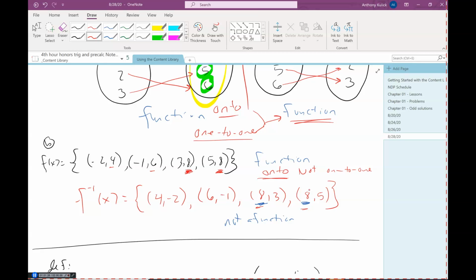Is that okay? What would happen if we weren't onto? What part of the function definition would fail for the inverse there? Exactly. Very good. So if f of x is not onto, we'd have some y that wasn't paired to an x, right? So when we swap the x's and y's, when we make our inverse, that unpaired y becomes an unpaired x. And you can't have a function if you have an x that doesn't have a partner, right? So you need both 1-to-1 and onto to guarantee that the inverse is a function.